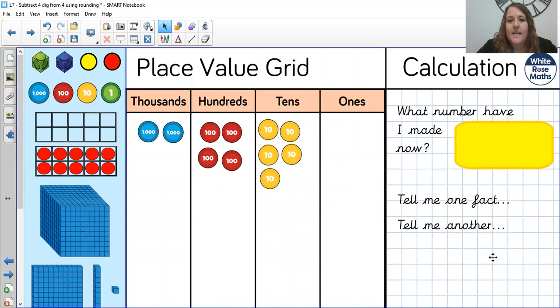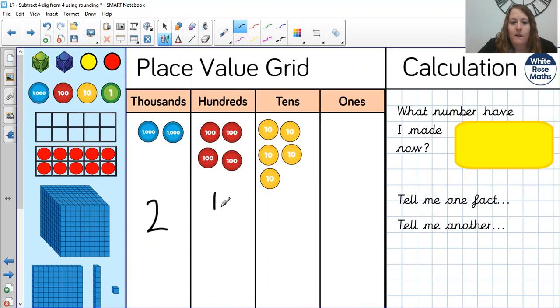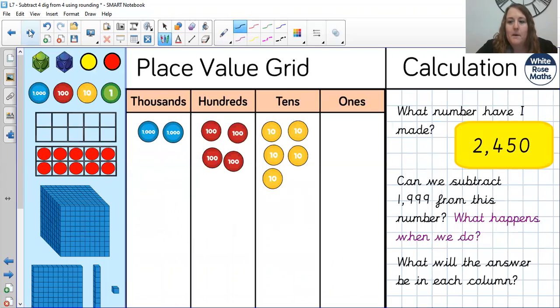Okay, starting us off then today. What number have I made? And again, I'm pretty sure I can get these done quickly with you now. There are 2 in the thousands, 4 in the hundreds, 5 in the tens, and nothing in the ones. So if I pop my comma in, the number is 2,450. Again, if you can think of a fact that you know about this number and another, that's brilliant.